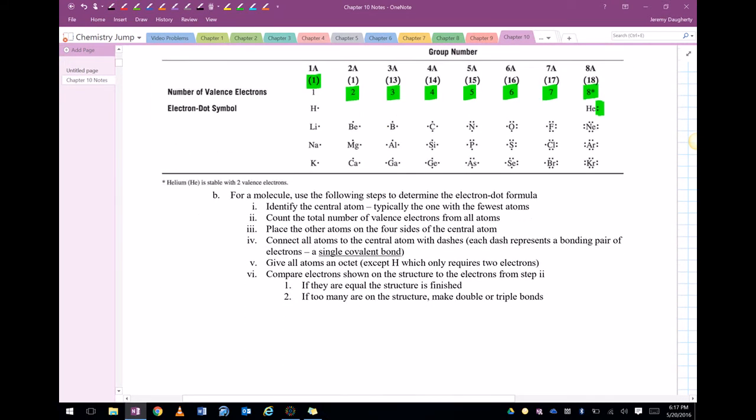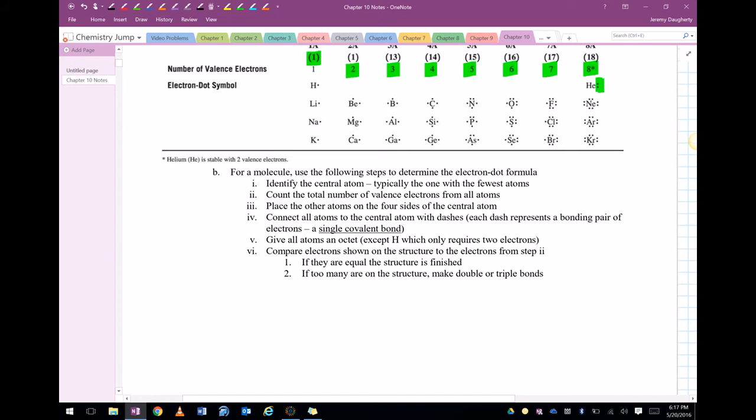So we use a series of steps in order to write these Lewis dot structures, and I'll walk through the steps. In the video problems I go through the steps as well. First we want to identify the central atom. In other words, what atom is going to go in the middle? Typically it's the one that we have less of. There are generally a couple rules here. Carbon always goes in the middle, or it's typically the least electronegative element, which we haven't really talked about yet. We'll talk about that in the next section.